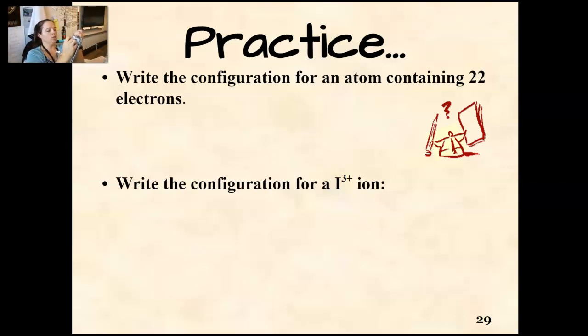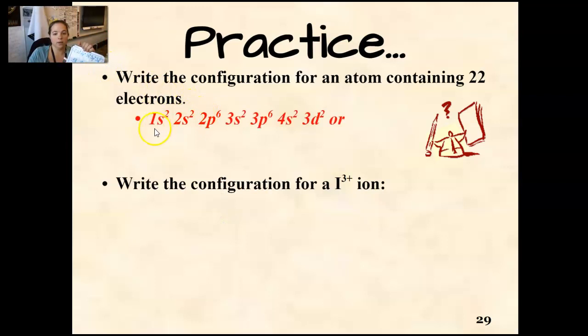All right, let's go to 3p. There are 6 in that, right? Because there are always 6 in the p. So 10 minus 6, that gives me 4. So I'm going to do 3d, and d has 10 in it, and I only have 4 left. So I'm going to put the 4 left over in the 3d part.